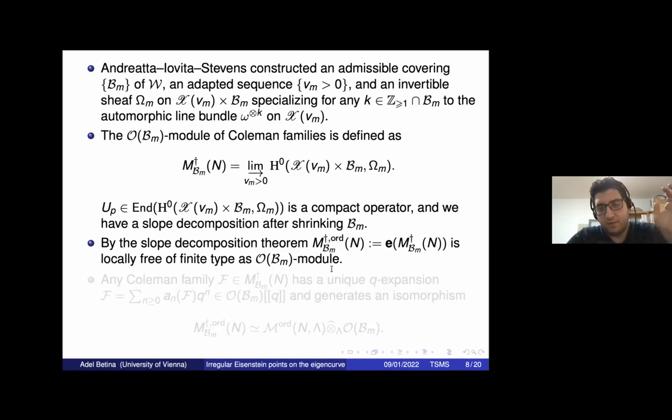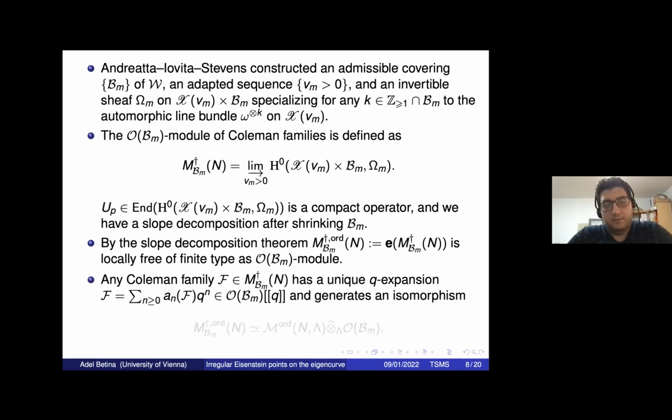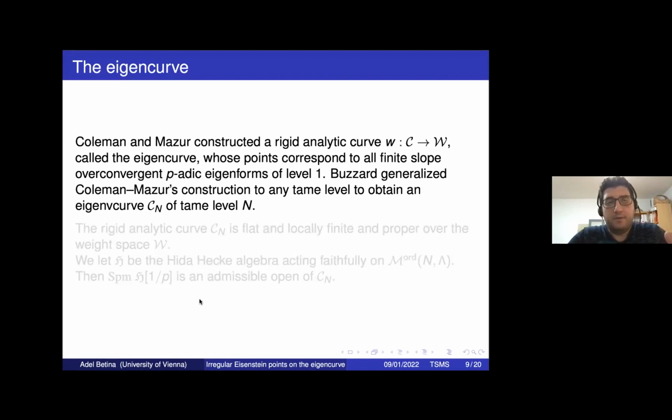So by the slope decomposition theorem, you get the following. If you apply the ordinary idempotent built by Hida to this space, you get a module which is locally free and of finite type. And you will see after that you can compare it to the module built by Hida. So if you take any Coleman family, you can attach to it a Q expansion, as I explained before.